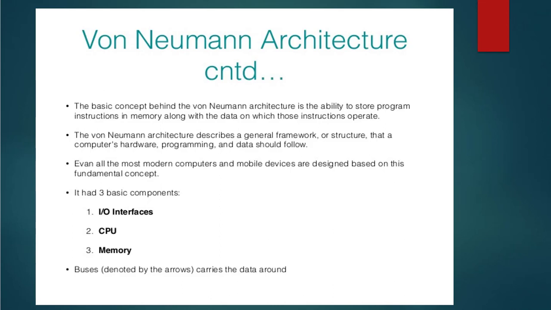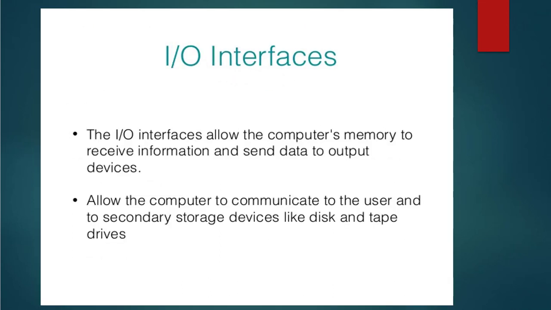Next, it has three basic components: input and output interfaces, CPU, and memory. Buses carry the data around. Input and output interfaces. The input and output interfaces allow the computer's memory to receive information and send data to output devices. Next, they allow the computer to communicate with the user and secondary storage devices like disk and tape drives.